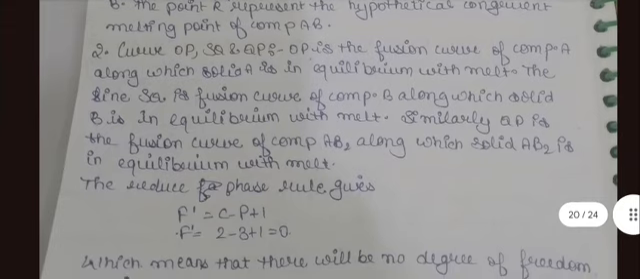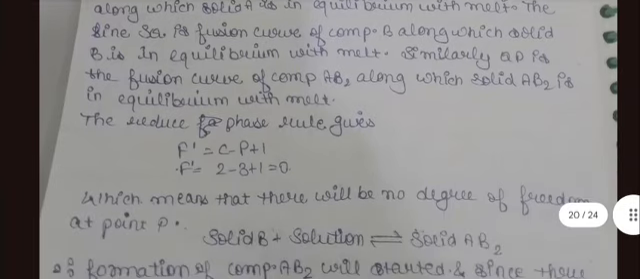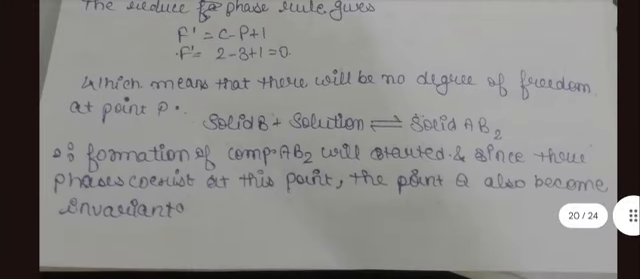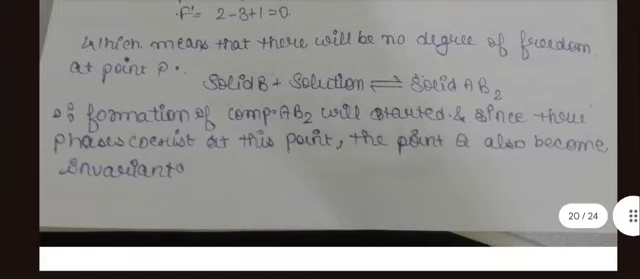The reduced phase rule gives F dash equals C minus P plus 1. F dash is equal to 2 minus 3 plus 1, which is equal to 0, which means that there will be no degree of freedom at point P. Solid B plus solution is in equilibrium with solid AB2. Therefore, formation of compound AB2 will start, and since the three phases coexist at this point, the point Q also becomes invariant.